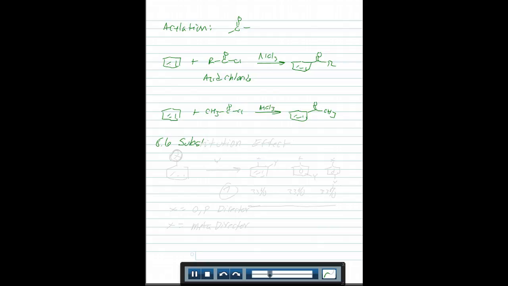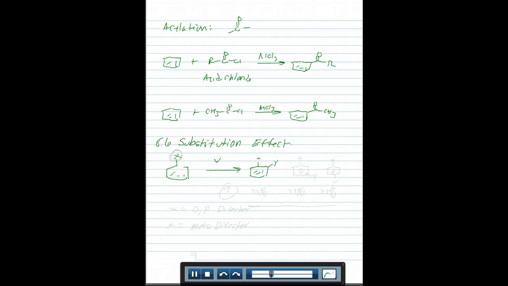Well, what happens if you already have a group on your ring and you want to put on a second group? And it's what's called a substitution effect. Okay, this is kind of neat. So here's what the reaction is. You have a group currently on your ring, and you want to do a reaction, and you want to put Y on your ring. Well, there's technically 3 possible products that you can form.